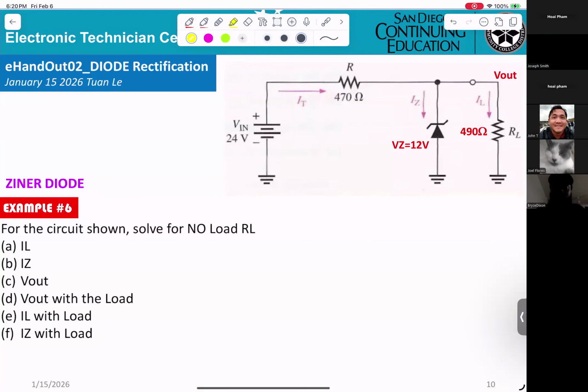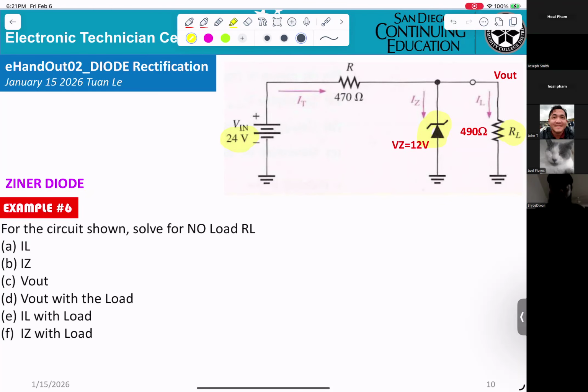Okay, you get the zener 12 volt. You get the load 470 ohm. Okay. For the circuit, is that 470 ohms? What do you mean, 70? 470 ohm. 470. Right.